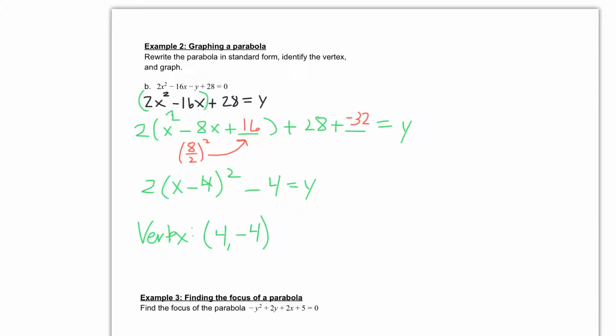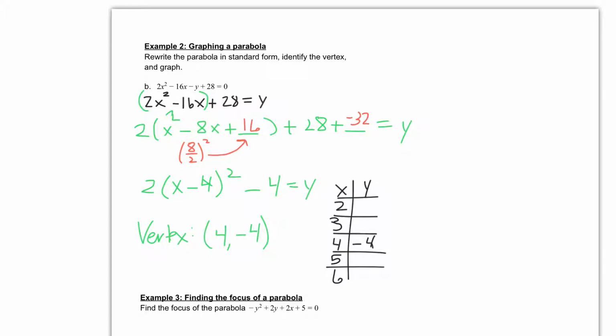And then once I have my vertex, I can go ahead and make my table of values, putting my vertex in the middle. And this time, since I have my x's in this side here, and I'm solving for y, it's going to be easier to choose x values instead of y values. So I'm going to choose a couple numbers below 4 and a couple numbers after 4. So I'll go with 3 and 2 and 5 and 6. And then I'm just going to go ahead and plug them in. So I'm going to take each of my x values, and I'm going to plug it into my equation over here to get my y value.